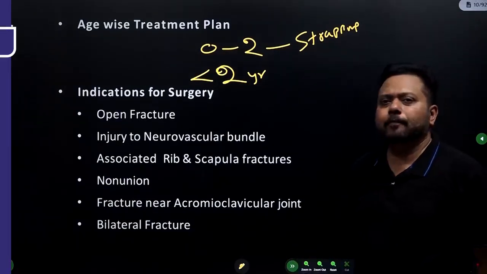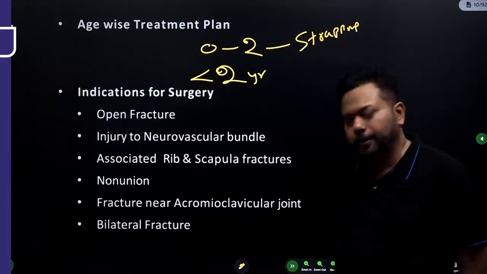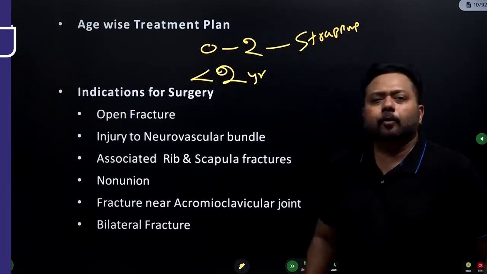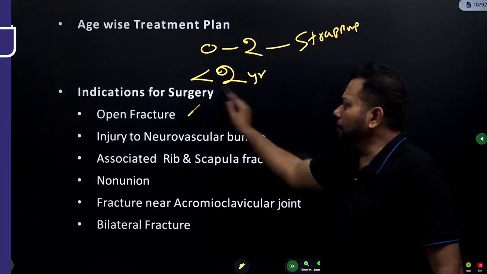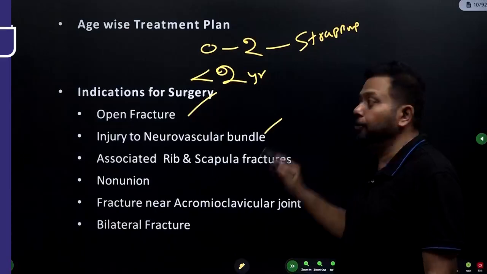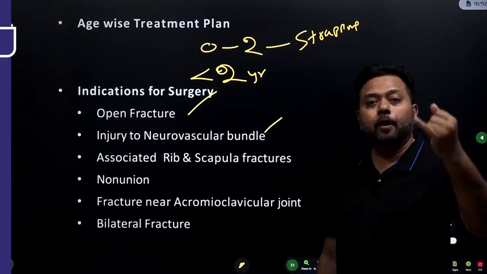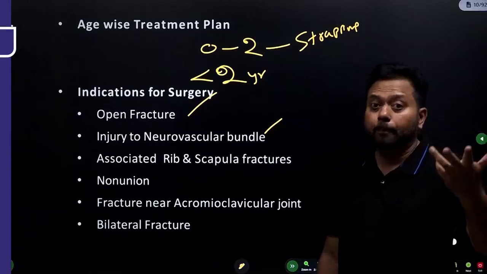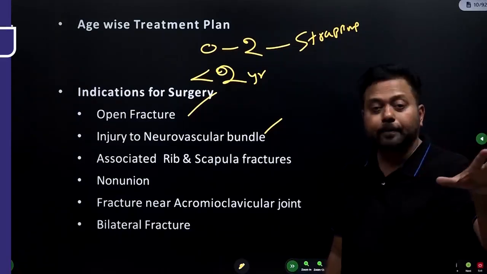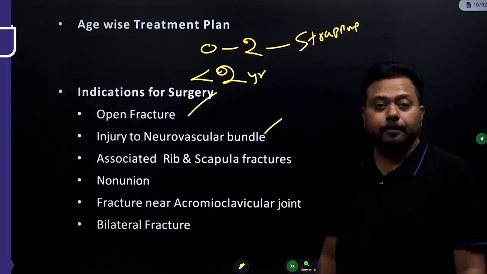Indications for surgery. I said that 10% needs surgery. When will you do surgery? Number 1, if it's a compound fracture or open fracture, you have to do surgery. Number 2, injury to the neurovascular bundle. Fracture clavicle presenting with subclavian artery injury or brachial plexus injury, you have to open and fix it with a plate. It decompresses the nerve and vessel, then you fix it with a plate. So definitely surgery is indicated.